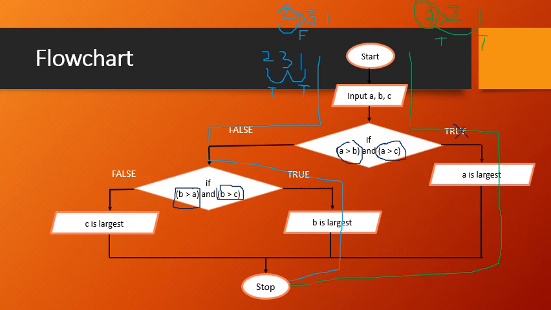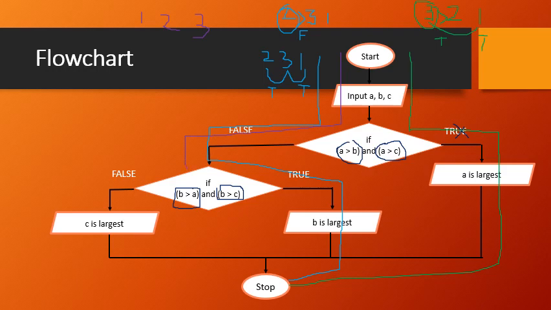So this time let us take 1, 2 and 3. 1, 2 and 3 are the numbers. So start from here, input. Okay, now first condition, A greater than B, that is 1 greater than B, that is 2. Is 1 greater than 2? No, it is false. So I will go into the false part, then I will reach here.